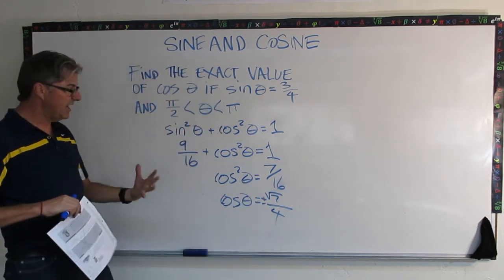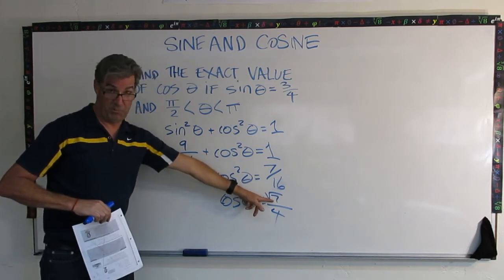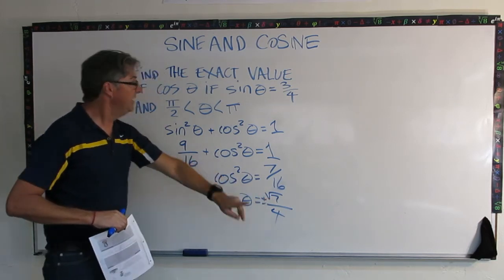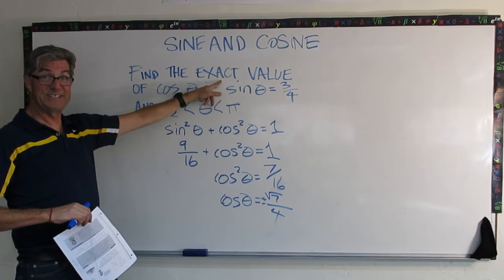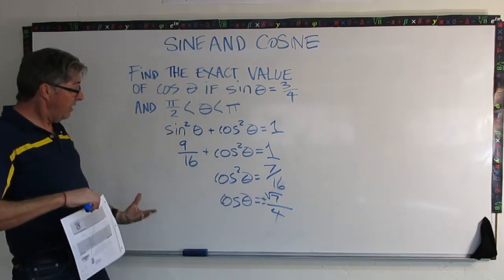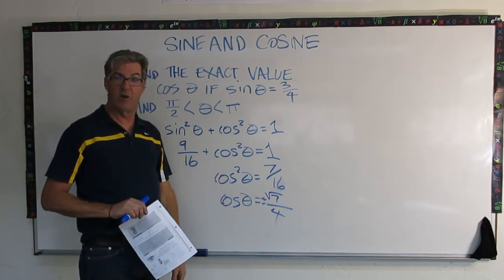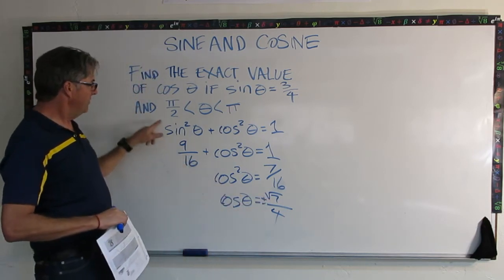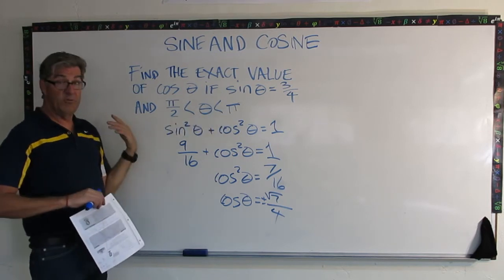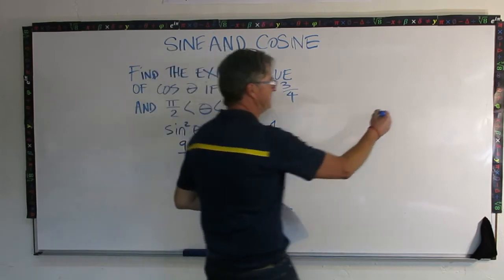Just like the last one, we left this in root form. We did not pull out the calculator and get a decimal, and that's what exact means. So leave these roots where they are. Okay, so now we know what cosine theta can be. It's plus or minus root 7 over 4. Now we need to deal with the range, and the way I'm going to do that is I'm going to throw this on the unit circle so I can see what's happening.